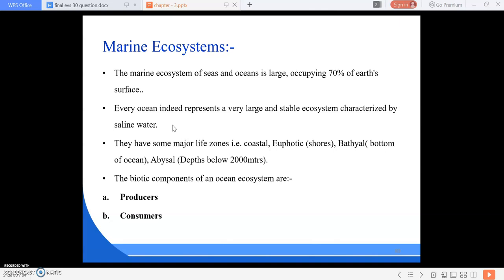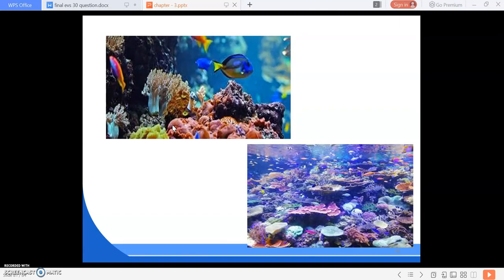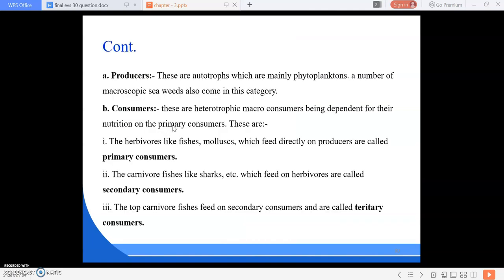So the biotic components of an ocean ecosystem are producers and consumers. The producers are the autotrophs, which are mainly the phytoplanktons. They trap radiant energy from sun through their pigments. A number of microscopic seaweeds, brown and red algae are also common in this category. They are in distinct zones at different depths of water. Next is our consumers.